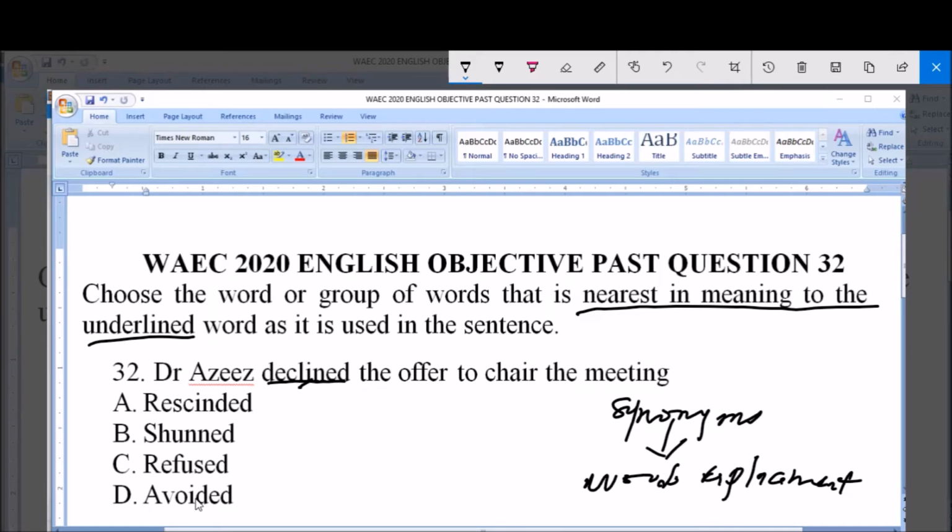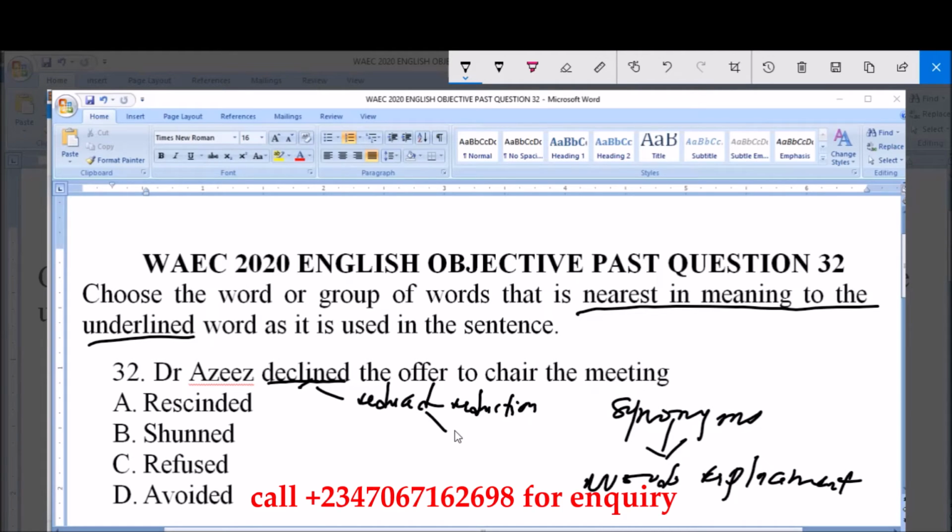Now when we talk of declined, decline means reduced, or when there is reduction in something. And reduced is synonymous to avoid. If you elongate the word decline, you get to the word called avoid.